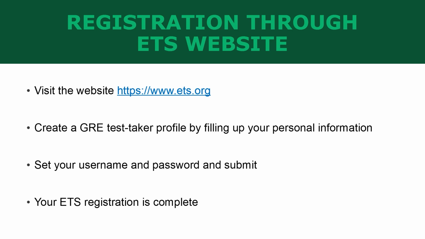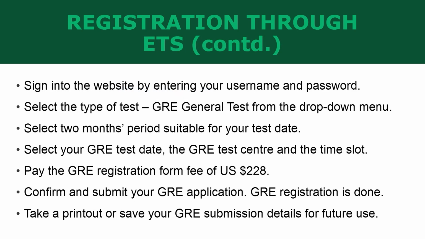You can do that by visiting www.ets.org. Now, on the website, you can sign in by entering the username and the password that you had created. Select GRE General Test for the type of test. Enter a suitable test date, test center and time slot. Pay the registration fee, confirm, and submit your application. Don't forget to print or save your submission details.